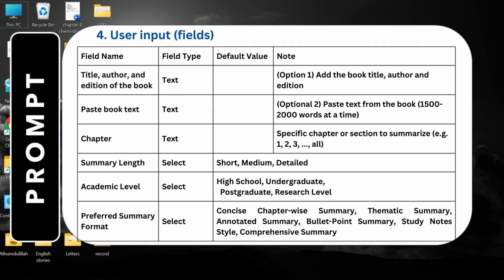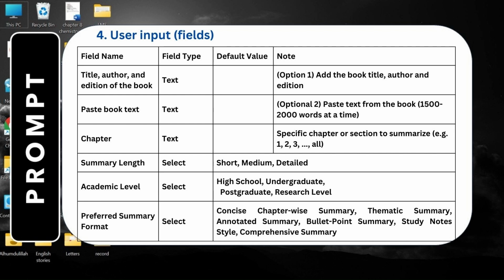Now we have the user input. We can also call it fields. So these are the fields or the inputs that the user will insert while demanding our output. The user can give input in two formats. Either he can give the title, author, and edition of the book. And option 2 is if there is no book available, then he can paste the text directly from the book.